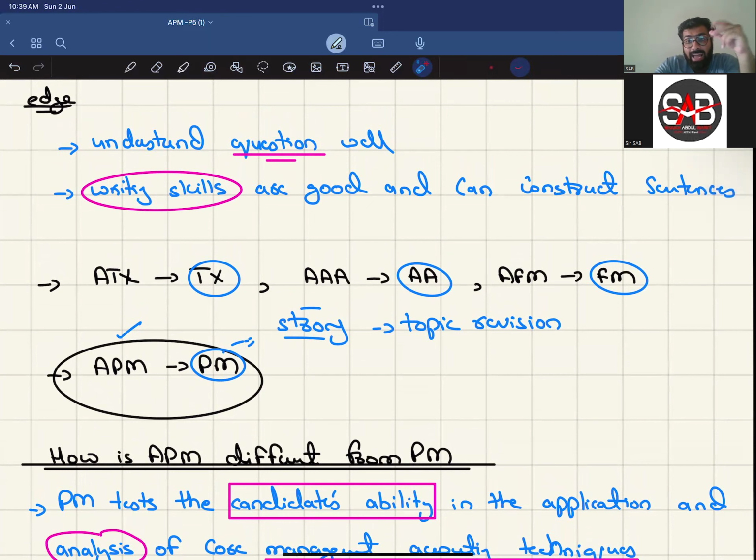So this is why I've been teaching this paper, because I won't be teaching only the syllabus of APM. I'll give you a brief revision of all the performance management techniques that will be tested in this paper, and then we'll discuss that, right? Now a question arises: how do you think PM is different from APM, right?